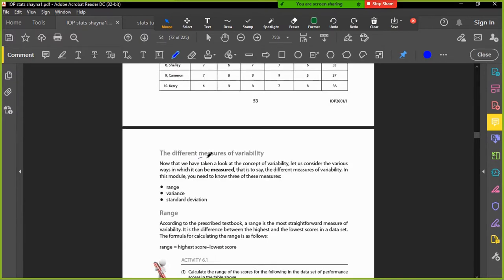We want measures of variability. Range, how do you work out range? The maximum minus the minimum value. Correct. It's on screen. Higher score minus low score is correct.